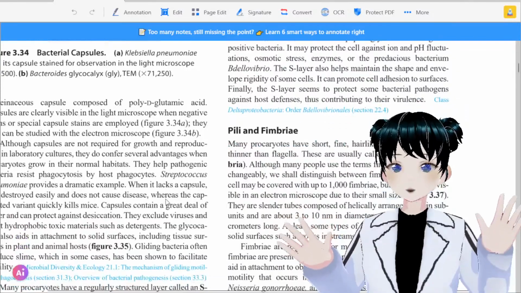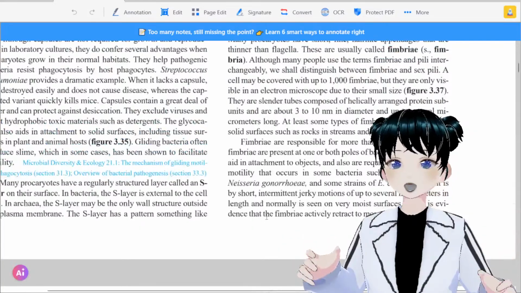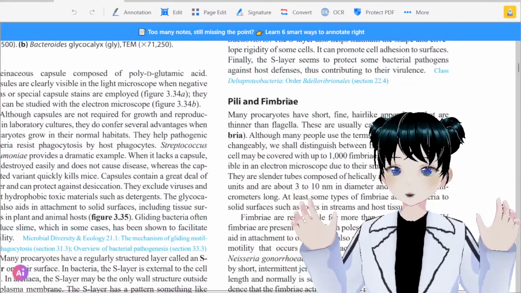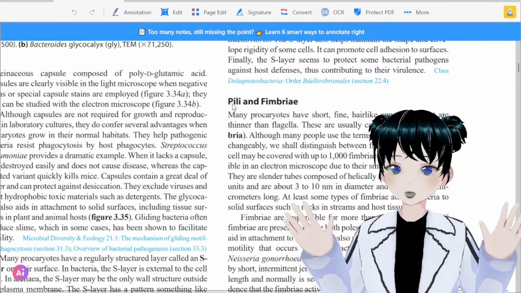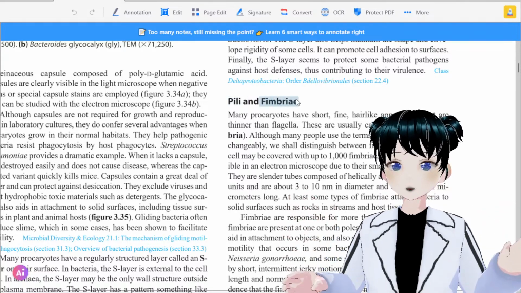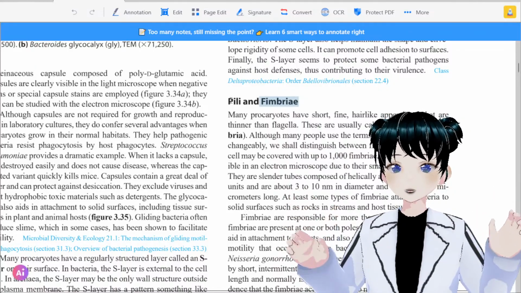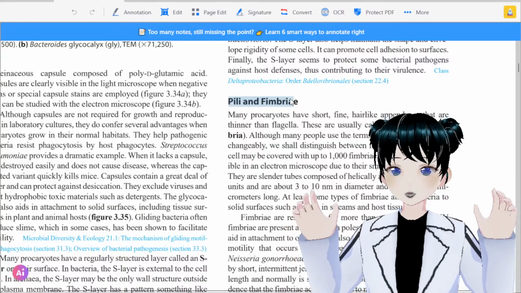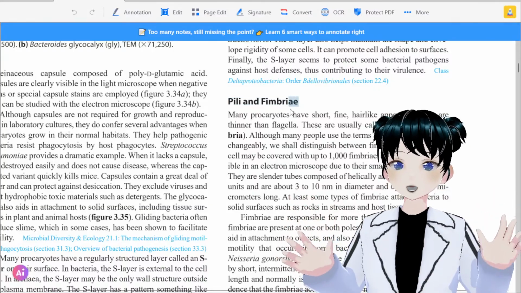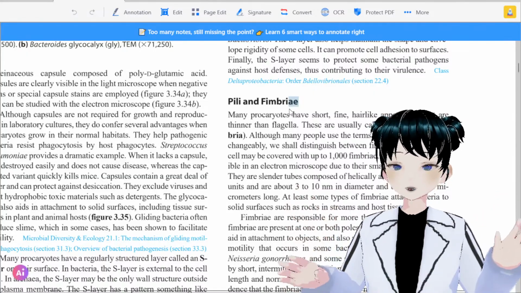Now, the pili and fimbriae, right? Both are usually used interchangeably. I think in our country, pili is used very commonly, and maybe in some countries fimbriae is used more commonly. People usually just use a general term for those two, but these two are different. Maybe not drastically in structure, but their functions are different.